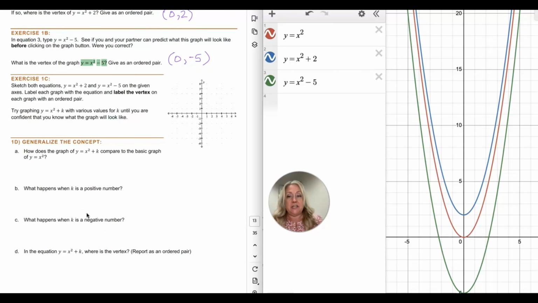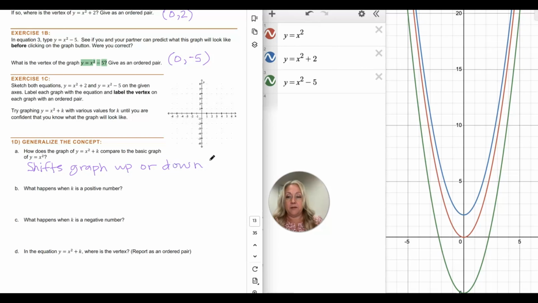All right, now let's generalize the concept. What is happening here? What is that k value in our equation doing? How is it changing our graph? First of all, we want to answer the question, how does the graph y equals x squared plus k compare to the basic graph? Well, we saw that it shifts the graph up or down.